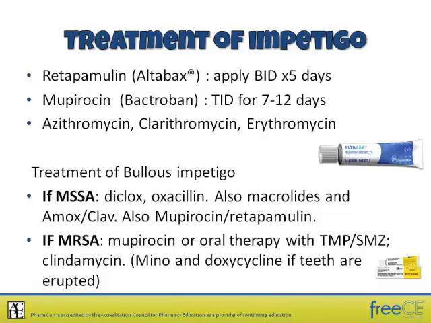The treatment of the bullous impetigo is a little harder because methicillin resistance can be a problem. If it's methicillin sensitive, we can use dicloxacillin, oxacillin. We can also use the macrolides and amoxicillin-clavulanate, and we can also use the mupirocin and the Altabax. If it's methicillin resistant, community acquired MRSA, then we're going to use the mupirocin or oral therapy with trimethoprim-sulfa or clindamycin. Minocycline and doxycycline can be used, but only if the teeth are fully erupted, because if not, we will see staining of the teeth.